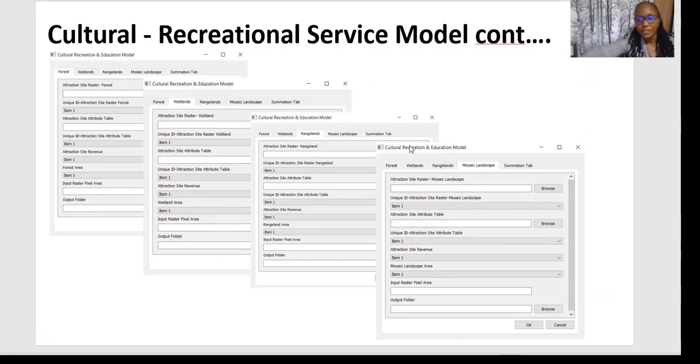So the cultural recreation service model would have all these 4 different windows, one for each type of landscape. We have forests, we have wetlands, we have rangelands, and we have a mosaic of landscapes. So if you are dealing with the forest, you'll open the forest window and input the data required. The same would be for wetlands, the same would be for rangelands, and the same would be for the mosaic landscape. So what are the data requirements? Let's move to the next slide and be able to see what are the data requirements for this particular model.